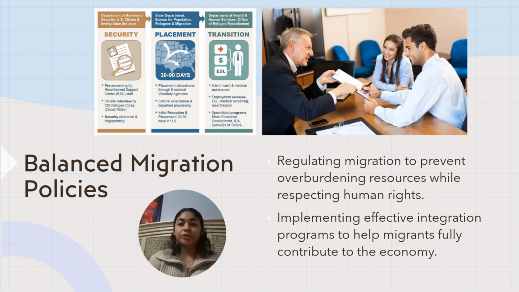So I propose a solution that focuses on balanced migration policies, which aims to create harmony between managing resources and respecting human rights. It includes regulating migration, which means implementing policies that control migration effectively, ensuring that public resources aren't overwhelmed. At the same time, these policies must uphold the dignity and rights of migrants.